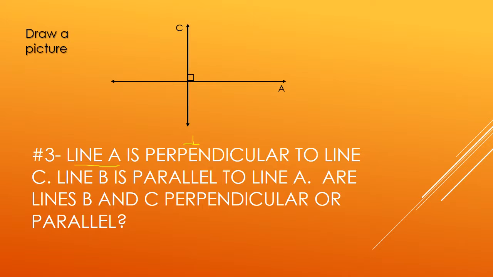Then the next part it tells me is line B is parallel to line A. So we know that parallel means that they're going in the same direction and will never intersect. So I'm going to go ahead and draw line B parallel to line A. Now I can look at my picture and make the conclusions that it's asking. So lines B and C. Well, I have my line B here, and I have my line C here, so we can see that they must be perpendicular. And that's the answer to that question.